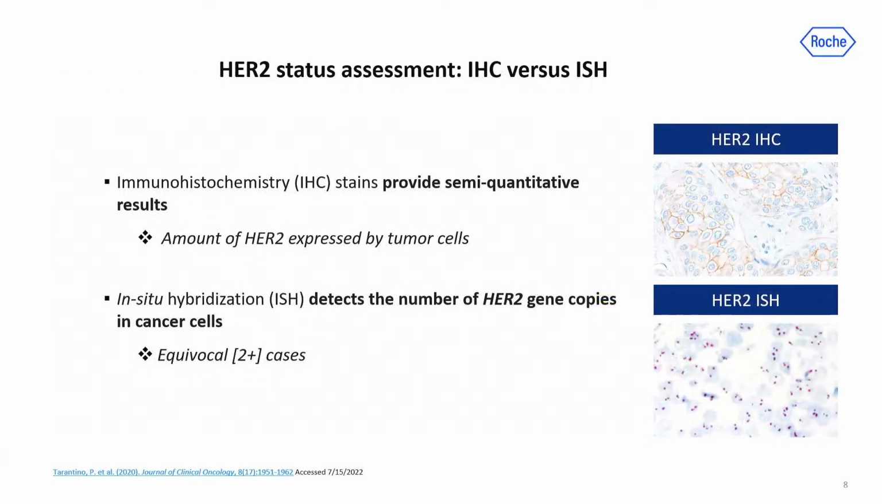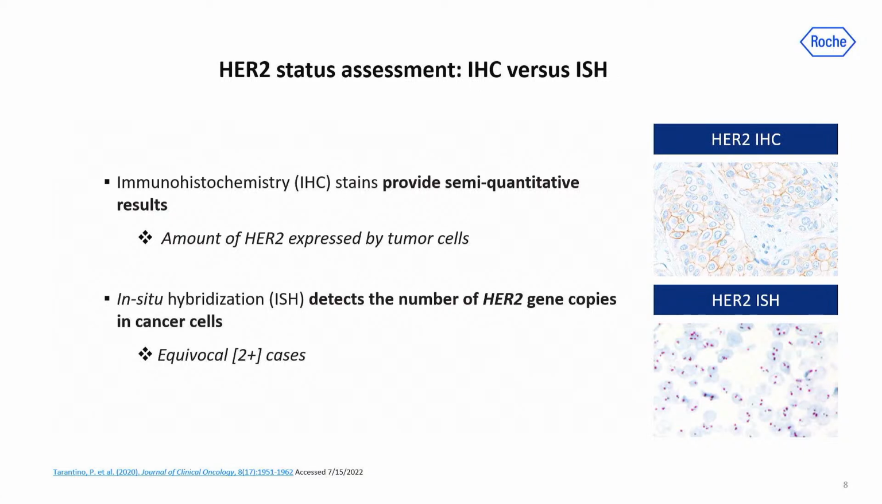Now, when it comes to assessing HER2, we can do so either via IHC, immunohistochemistry, or via in situ hybridization. The difference between the two being that IHC will provide a semi-quantitative result, so basically the amount of HER2 that is expressed by the tumor cells, okay? This is in contrast to in situ hybridization, which will detect the number of HER2 gene copies within cancer cells.